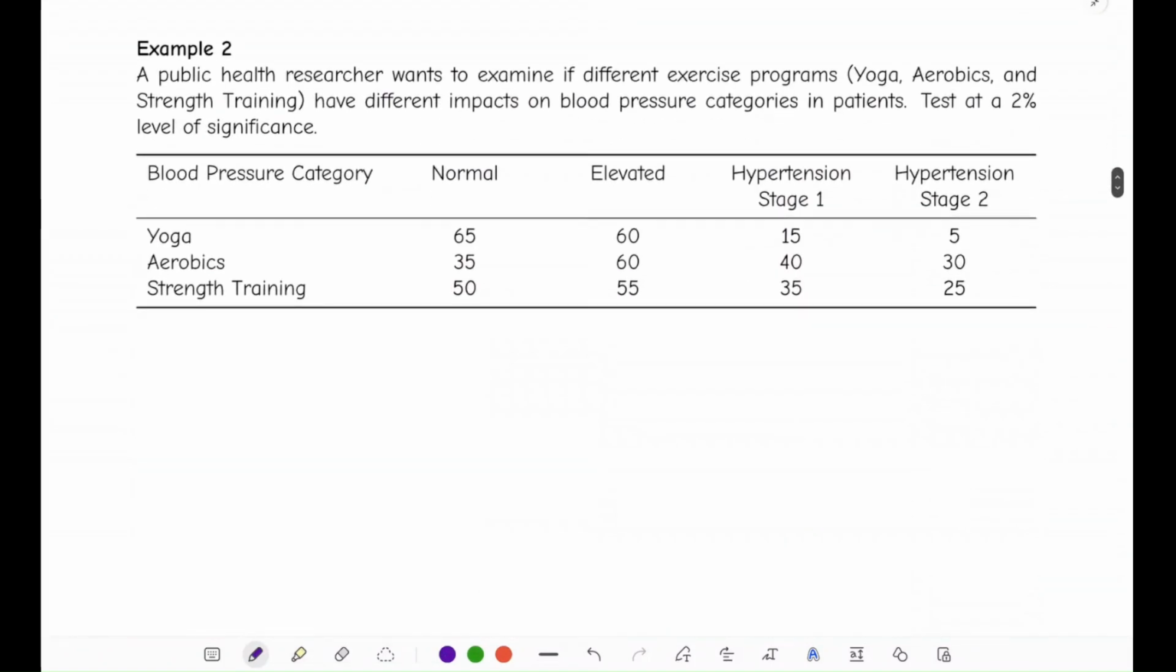Example 2. A public health researcher wants to examine if different exercise programs, yoga, aerobics, and strength training, have different impacts on blood pressure categories in patients. Test at a 2% level of significance. So simple random sample. Yep. Do we have independence? Yes, because we're assuming that since we're testing different exercise programs that there's no overlap. But then the size requirement, or the greater than or equal to 5, we have to go to R to do that.